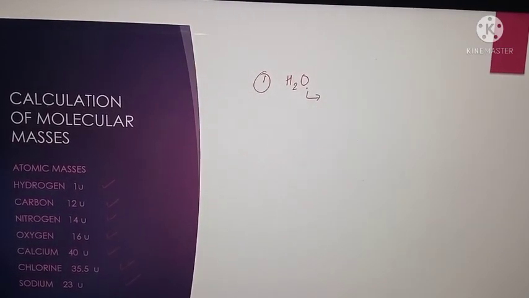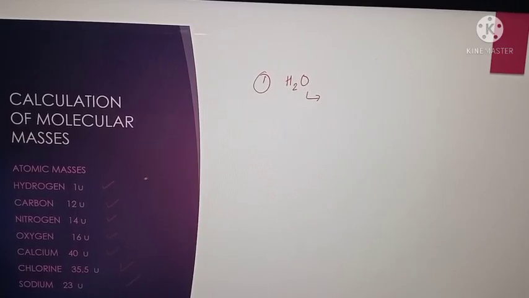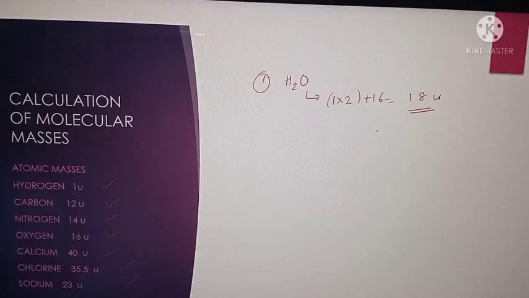How to calculate the molecular mass? Look at the atomic mass of hydrogen. It is 1U. So 1 into 2, then plus 16. Okay, so how much you will get? You will get 18U. That is the molecular mass of water molecule.